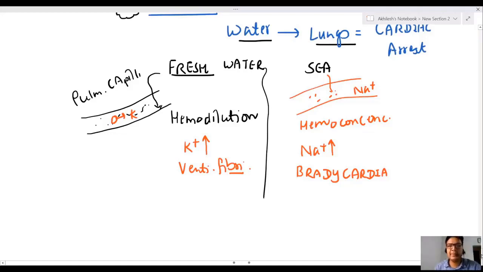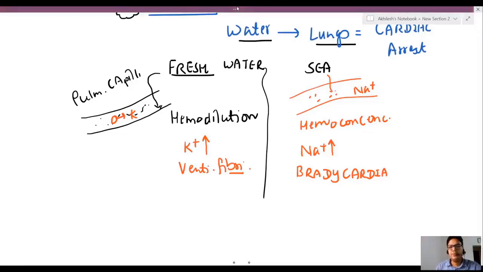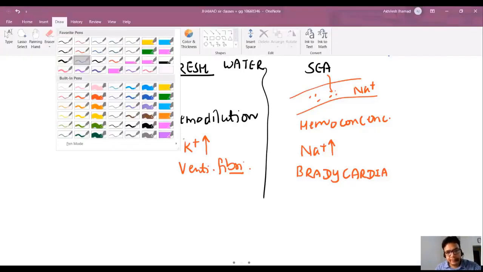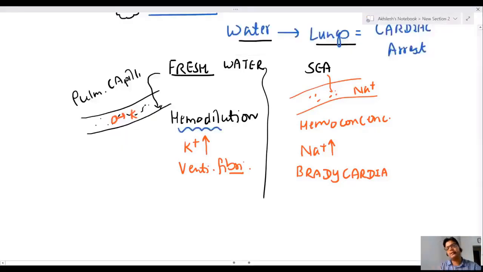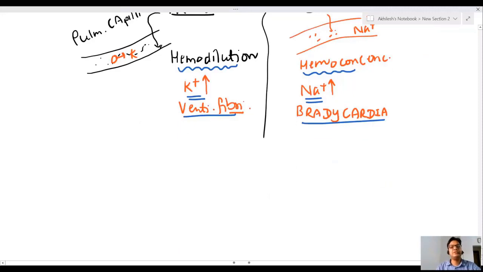Again I'm revising, my dear friend. Fresh water goes in pulmonary capillaries. It is hemodilution. RBCs liberate potassium. It is hyperkalemia. Hyperkalemia causes ventricular fibrillation. Sea water already contains sodium. It is hemoconcentration. Sodium rises, hypernatremia, and it causes bradycardia.